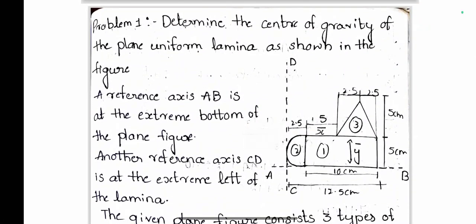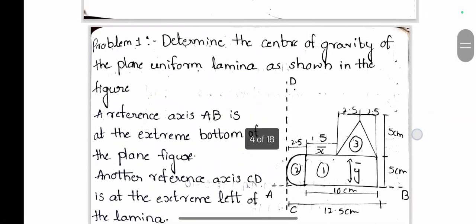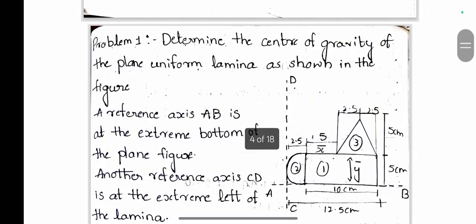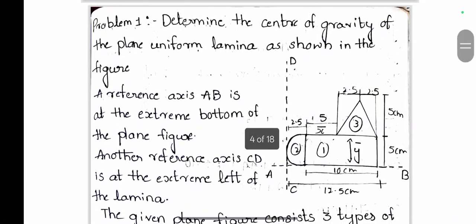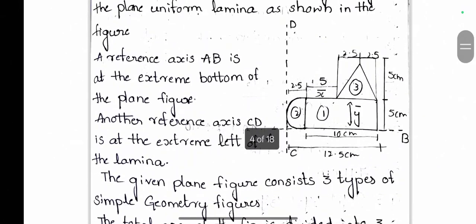Hello everyone. Next problem in engineering mechanics, we are discussing center of gravity. Determine the center of gravity of a plane uniform lamina as shown in the figure. See here, there is one semicircle, one triangle and one rectangle.